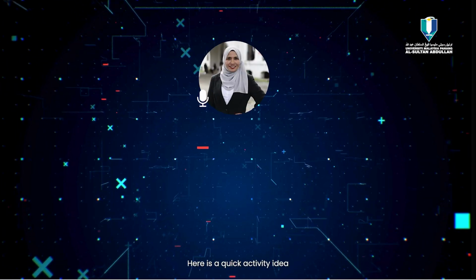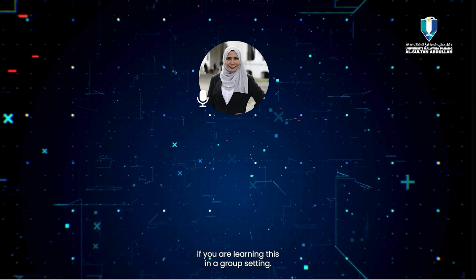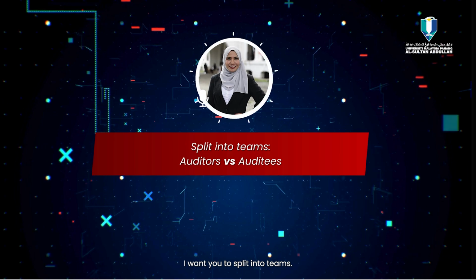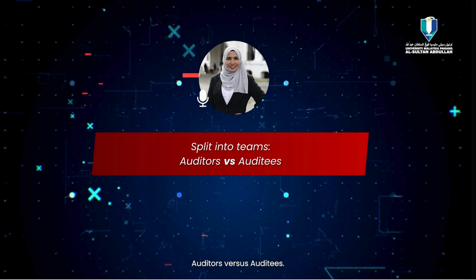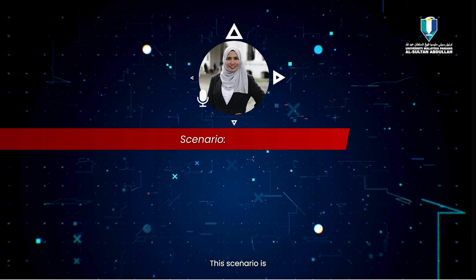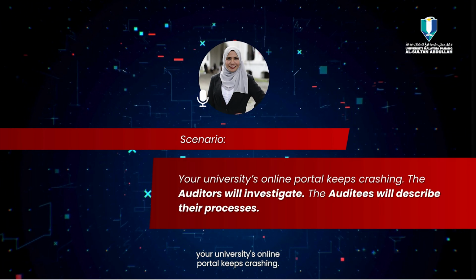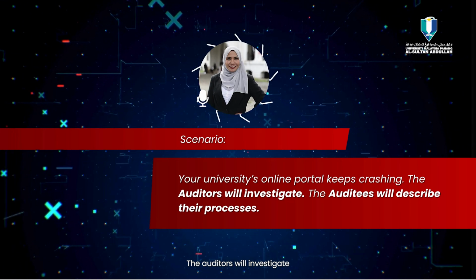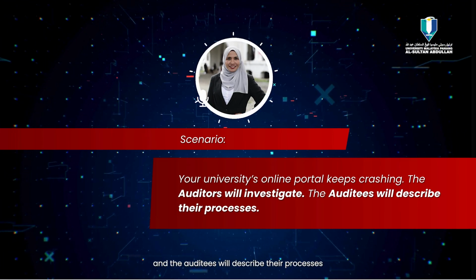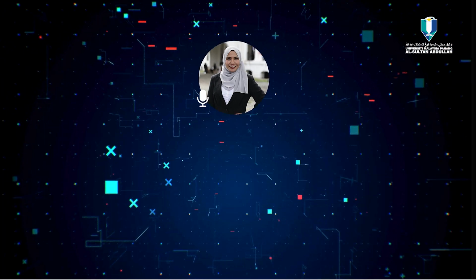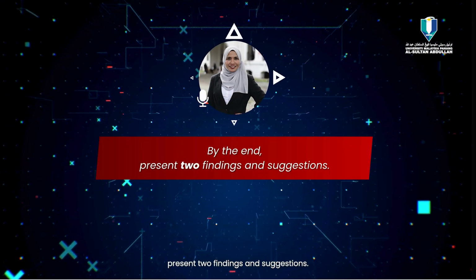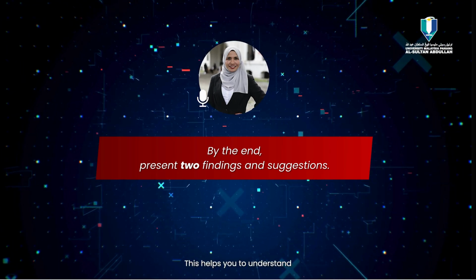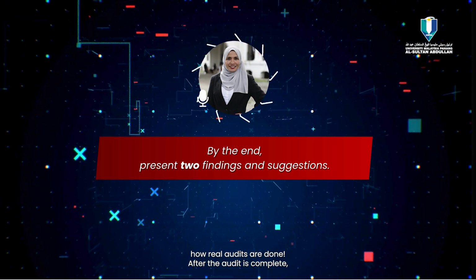Here is a quick activity idea if you are learning this in a group setting. I want you to split into teams, auditors versus auditees. This scenario is your university's online portal keeps crashing. The auditors will investigate and the auditees will describe their processes. By the end, present two findings and suggestions. This helps you to understand how real audits are done.